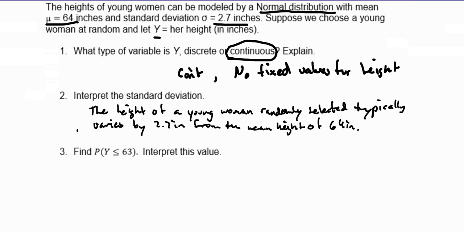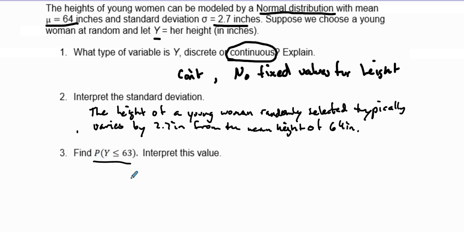And now this next thing, let's talk about this. Find the probability that y, her height, will be 63 inches or less, and we're going to interpret this value. Because this is a normal distribution, it is continuous, so we can use what we've done in the past. I'm going to draw this normal curve, where we know our mean is 64 and we're using 2.7, and 63 is right down here. And we're trying to find the values that are greater than that.